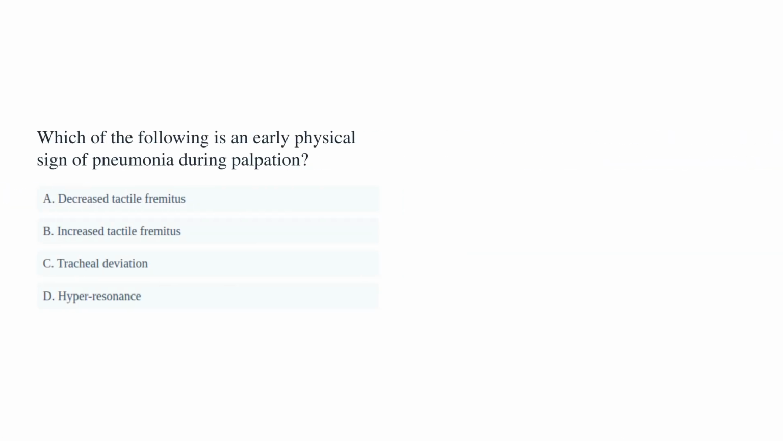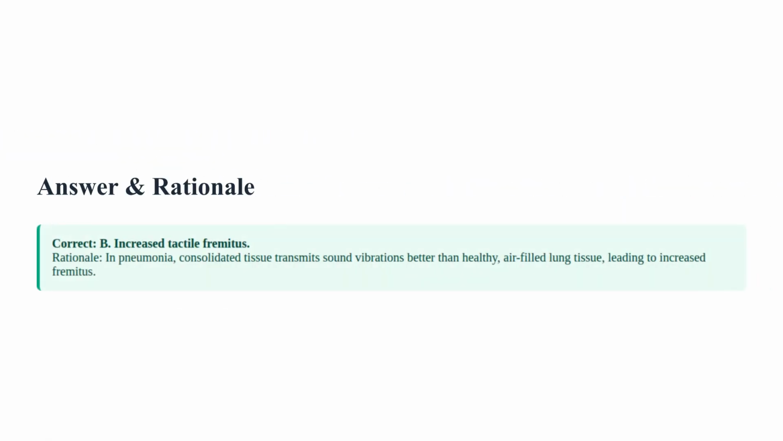Next question. Which of the following is an early physical sign of pneumonia during palpation? The correct answer is B, increased tactile fremitus. This occurs because consolidated tissue transmits sound vibrations better than healthy, air-filled lung tissue.